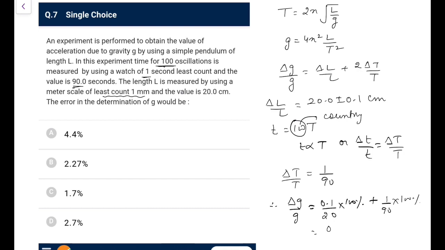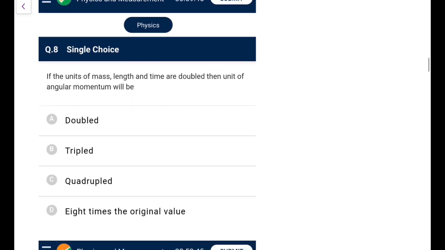So this would be 0.5% if I'm right. Yes. And 100 by 90 would be, I think, 2.2%. So it's approximately 2.7%. So go for option D. I think most of you must be remembering the answer that I said before.